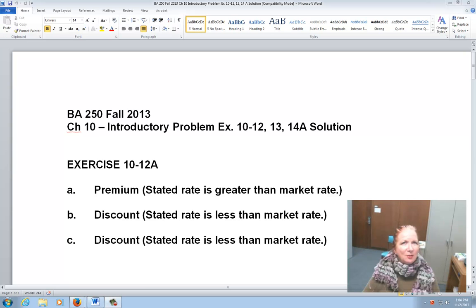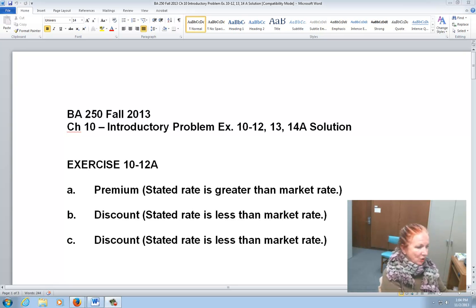And I hope that you have looked at the chapter, read the chapter, and listened to the introductory lecture so that some of these terms and ideas are familiar to you, and that we now begin to apply them to some chapter material. So our introductory problem is actually 3 exercises. They're exercises 12, 13, and 14A, chapter 10. So they're all the A series, and 12 starts on page 545.